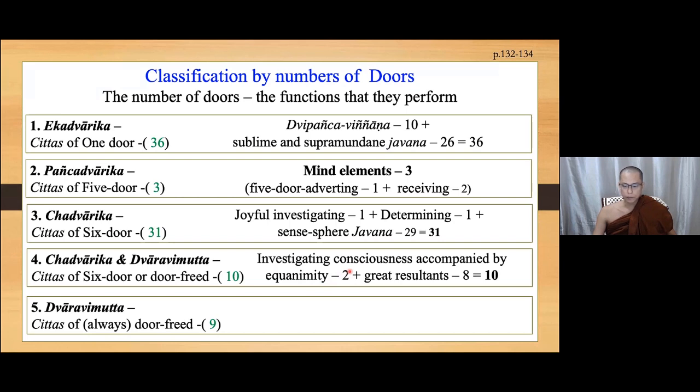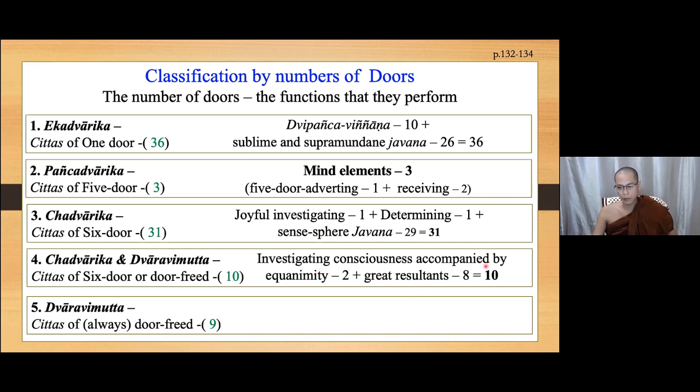If they perform the function of investigating, they can arise in the 5 door process. And if they perform the function of registration, they can arise in mind door. If they perform the function of rebirth linking, life continuum, and death, they are door free. That is why they are counted in a different group.